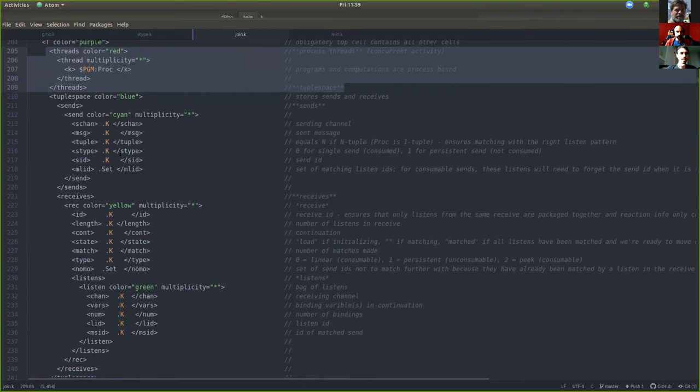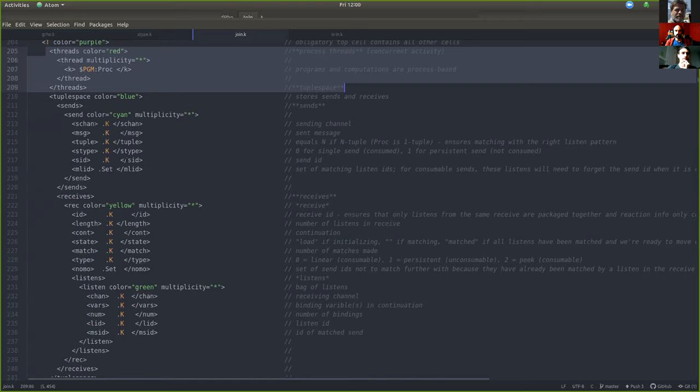So certainly with the sends and the receives, these both needed identifiers, because the way that the matching is happening in the configuration is such that if I have a send, let's say I have a send and it sends two things. What I want to do now is search the tuple space for all of the receives that can possibly receive two things, right? So I need to search for all of the listens that are listening on the appropriate channel and listening for the appropriate amount of messages, basically.